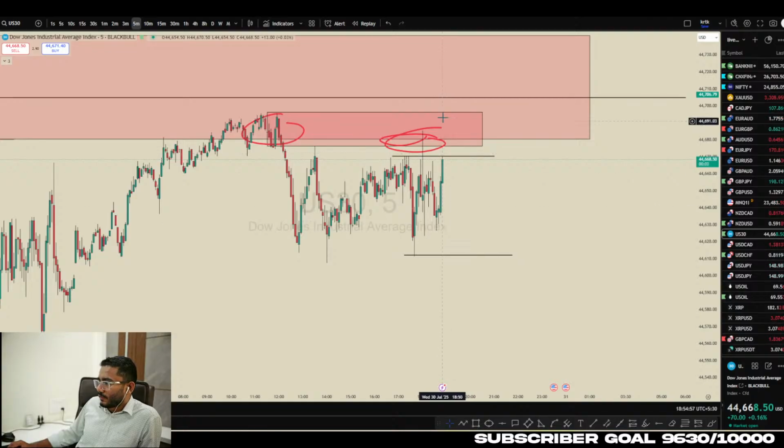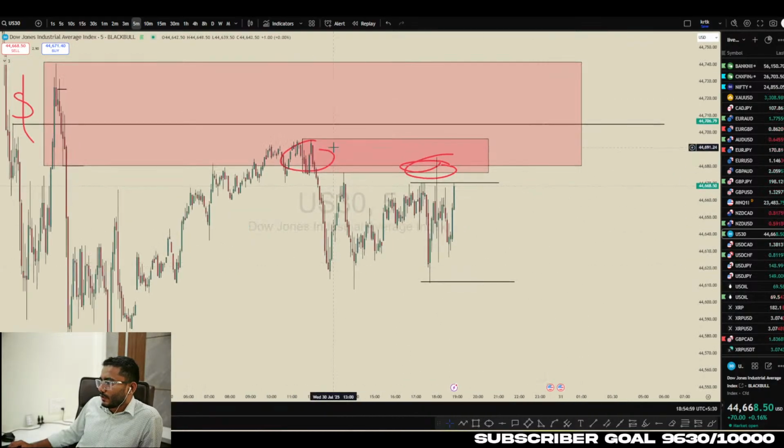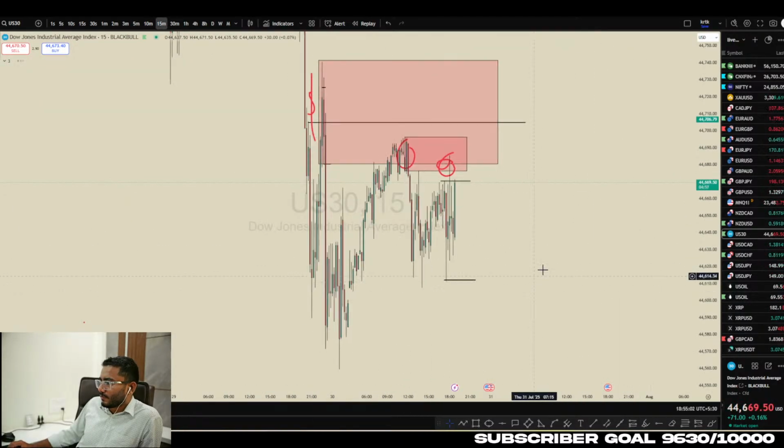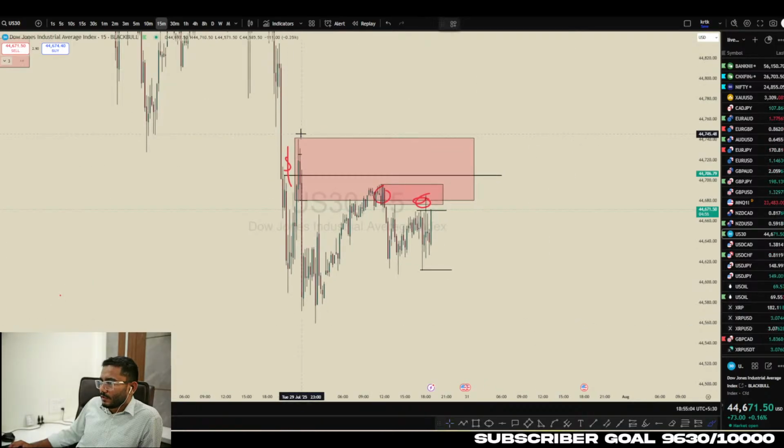So on US30, price is going to the upside. And if this breaks, then we can look for a buy side setup. Price will break this previous high.